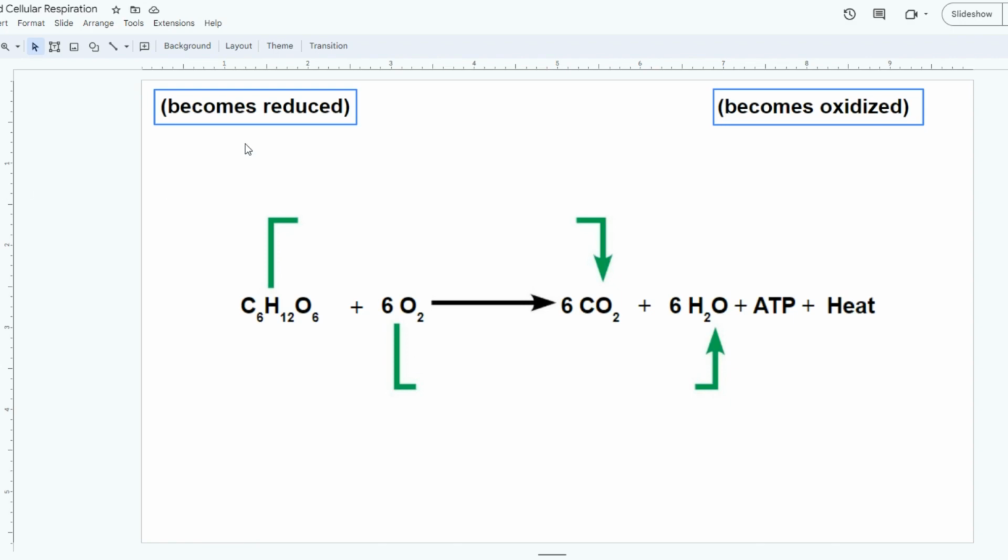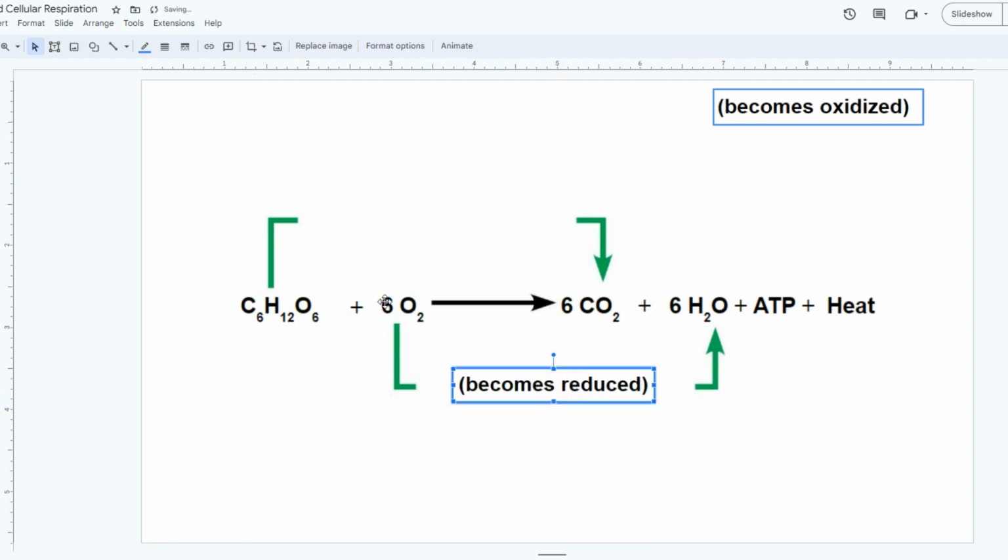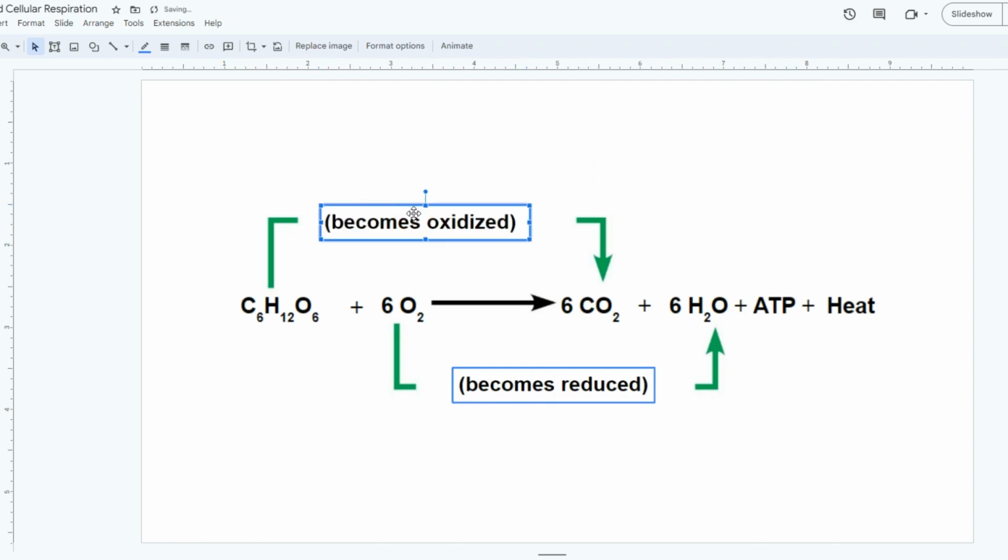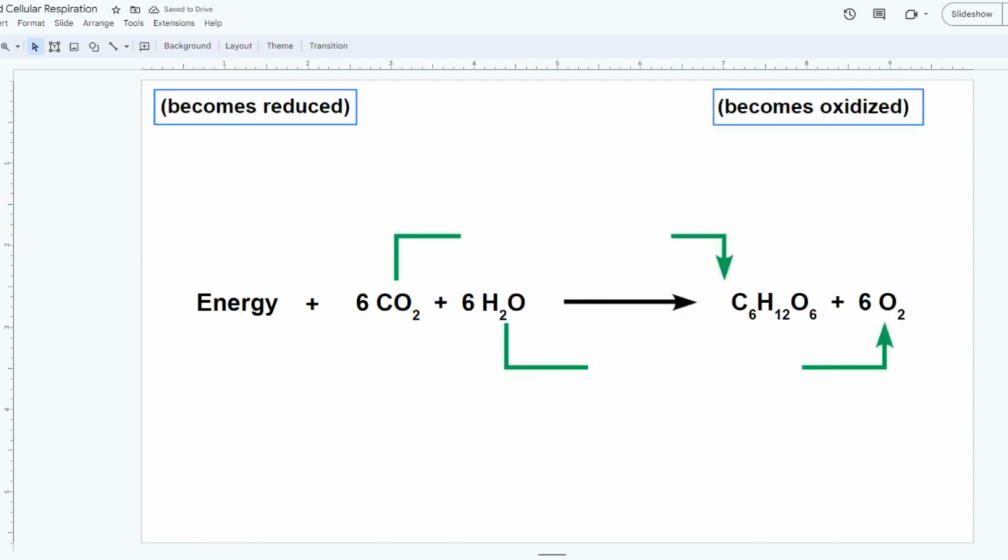So this thing here, oxygen going to water, that's the reduction stage. And they always pair together. This one's the oxidation. In the next one, we've got the opposite way.